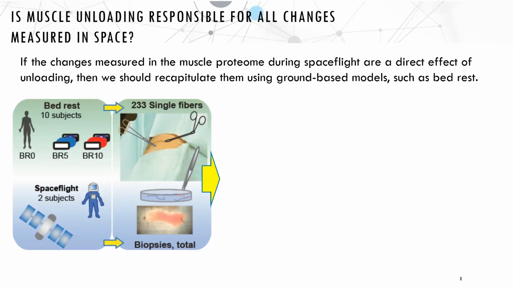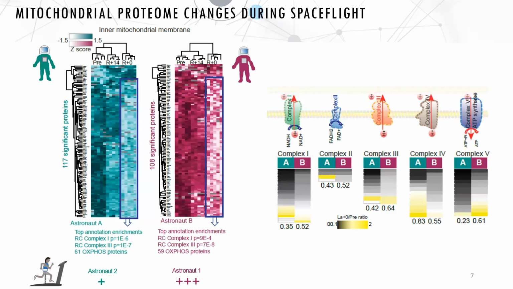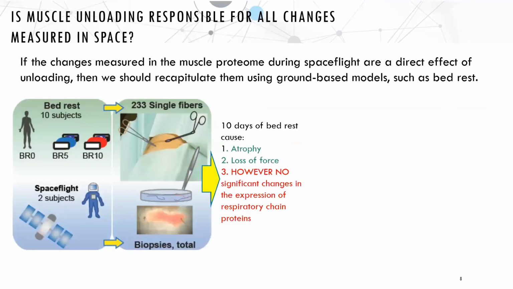We had actually not measured whole biopsies, but single fibers. The only difference is that I can tell you what happens in slow versus fast fibers. It's not very important. But the point is, after 10 days of bed rest, we see that they cause atrophy. You've seen it. They cause loss of force. You've seen it. However, we see no significant changes in the expression of the respiratory chain complexes.